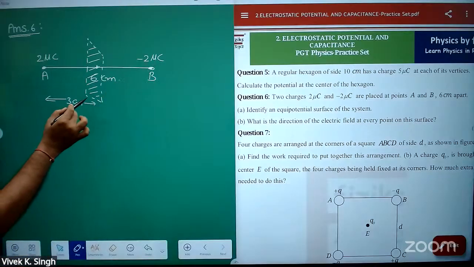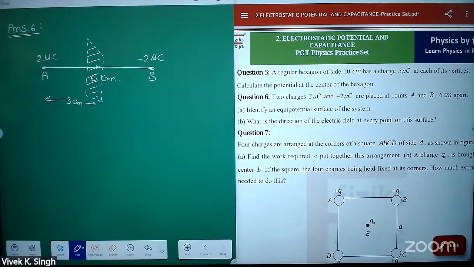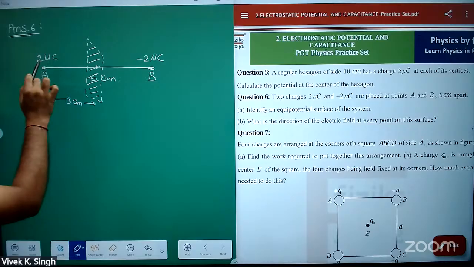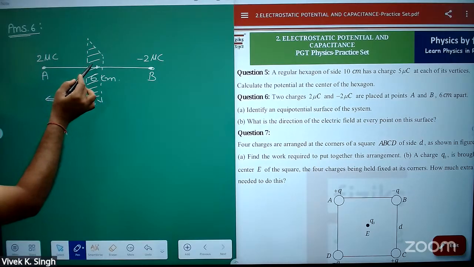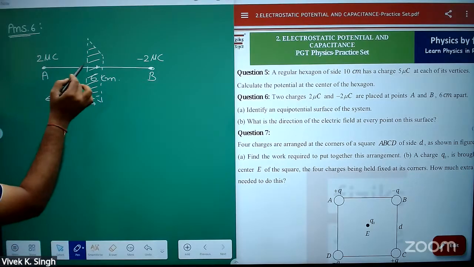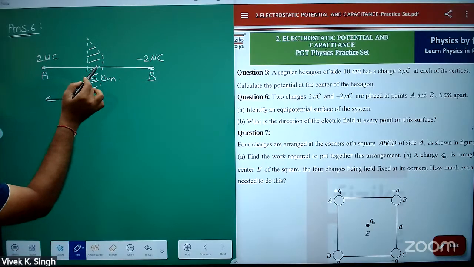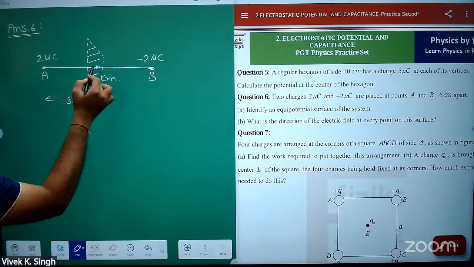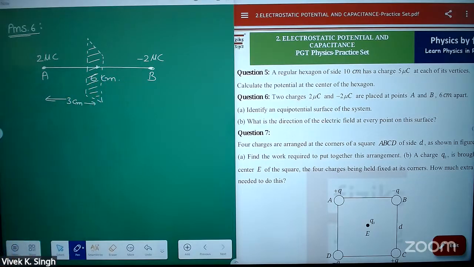So on this plane, potential will be same, because this is plus 2 microcoulomb and this is minus 2 microcoulomb. So at this point, potential will be same, and from here also potential will be same. So this plane is located at the midpoint of the line AB because we are taking the same magnitude.